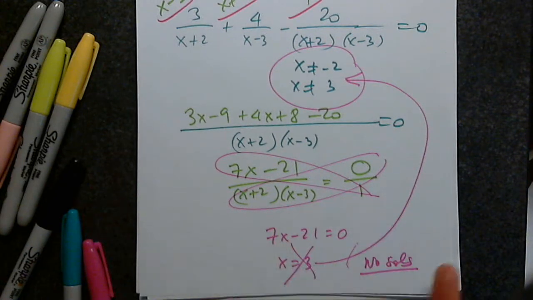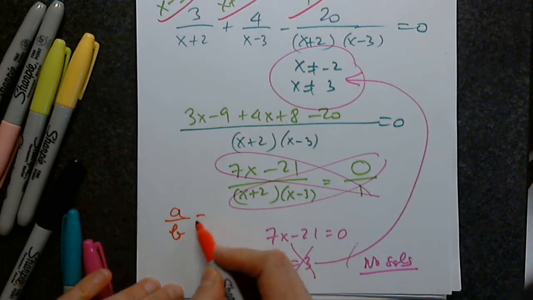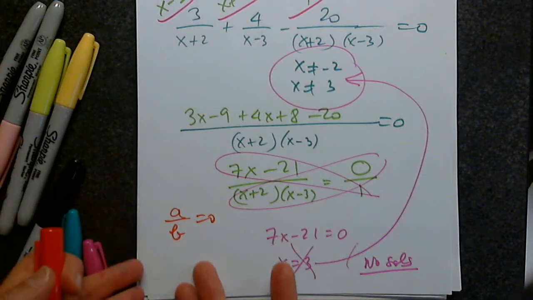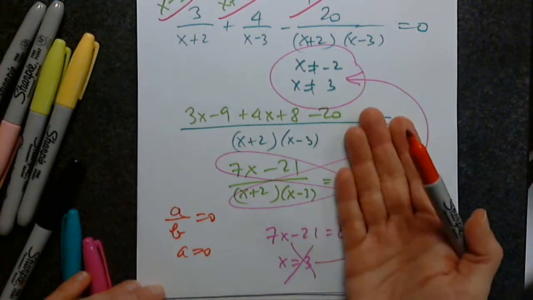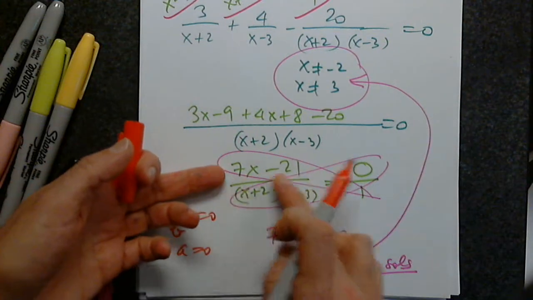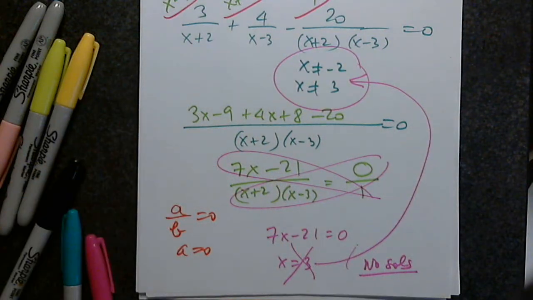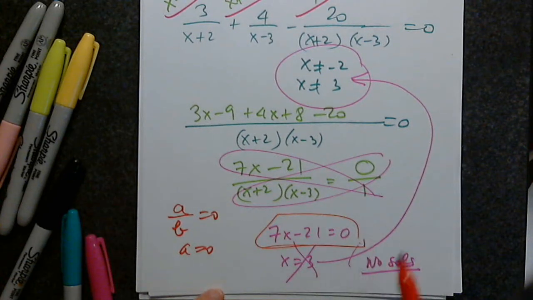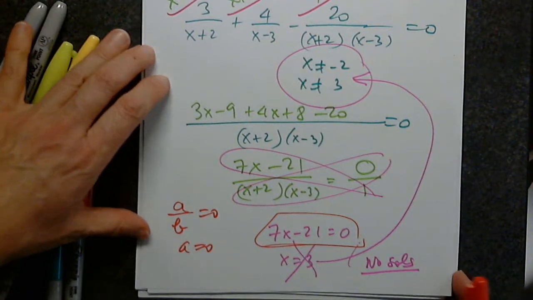You're correct. You don't have to cross multiply. You can think in terms of a divided by b is 0. When is a over b 0? Only when a is 0. When is this fraction 0? Only when 7x minus 21 is 0. So, but you still have to write the equation. You still have to write 7x minus 21 equals 0.